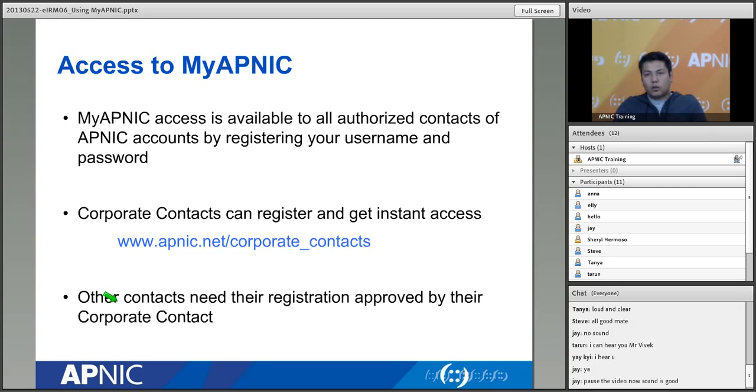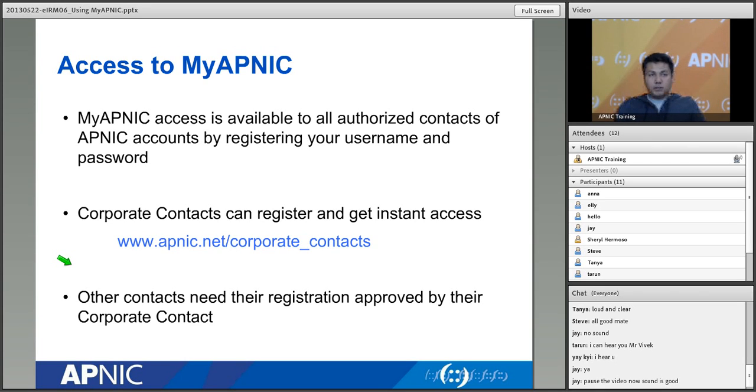Okay, so we'll talk a bit about how to get access to MyAPNIC. There are three different types of contacts that every APNIC account has. There's a corporate contact, which is the main contact for the account. Then there's a billing contact who's responsible for renewals and payments. And then you have the technical contact who's responsible for all technical matters like Whois updates or resource transfers.